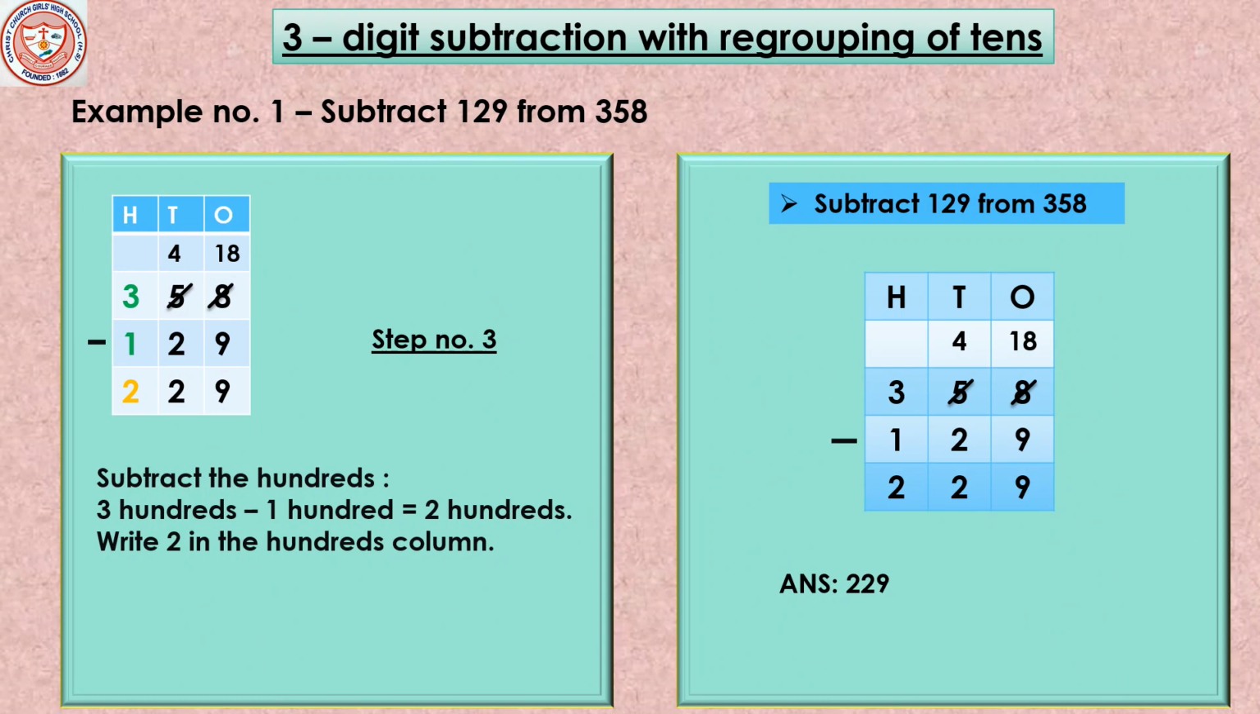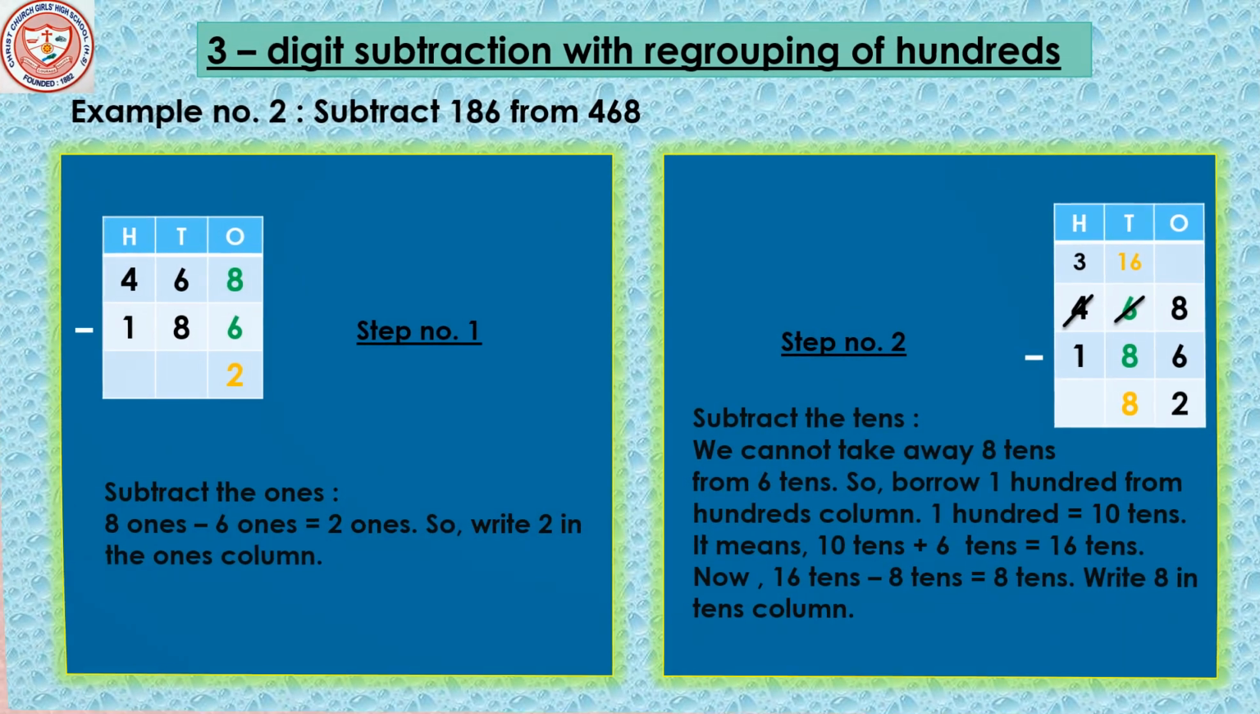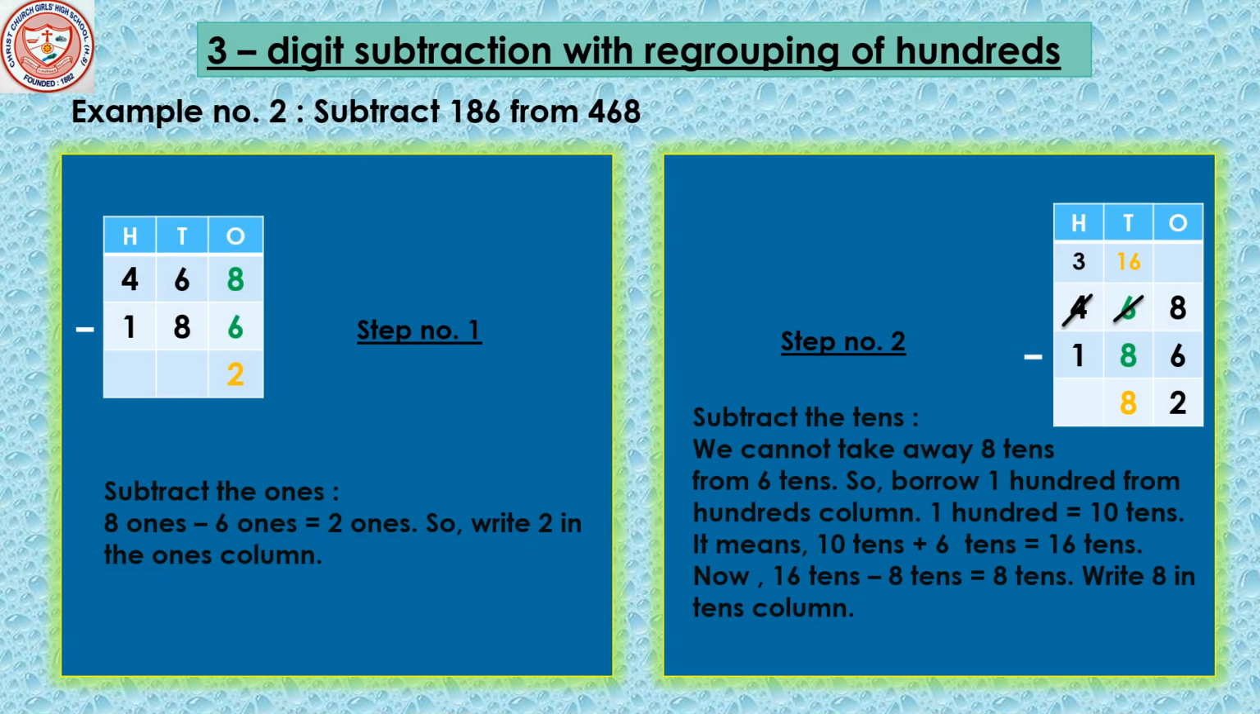Okay. Now, go to the next example, and that is 3-digit subtraction with regrouping of hundreds. Example number 2. Subtract 186 from 468.